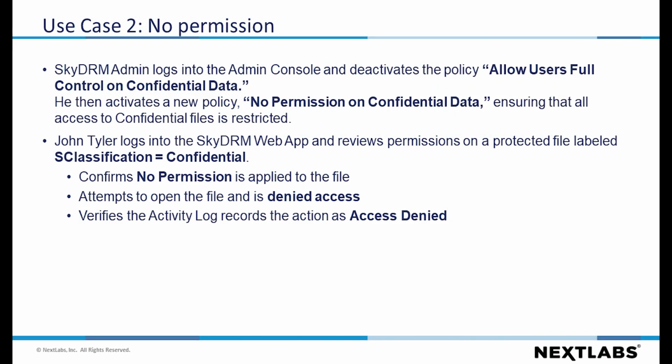Use case 2, no permission. SkyDRM admin logs into the admin console and deactivates the policy allow users full control on confidential data. He then activates a new policy, no permission on confidential data, ensuring that all access to confidential files is restricted. John Tyler logs into the SkyDRM web app and reviews permissions on a protected file labeled S classification equals confidential. Confirms no permission is applied to the file. Attempts to open the file and is denied access. Verifies the activity log records the action as access denied.